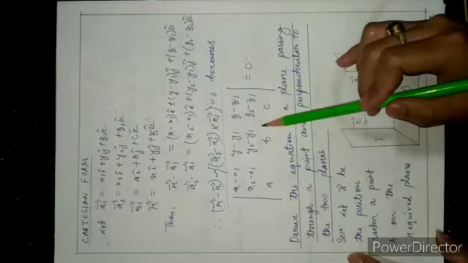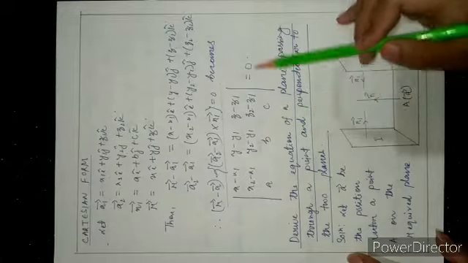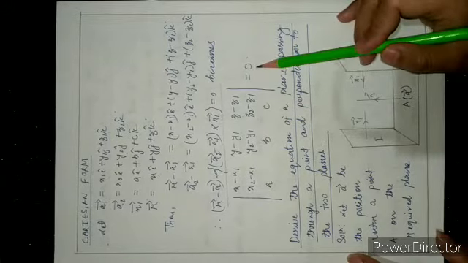Expanding the determinant, we will get a first degree equation in x, y, and z, and that equation will represent the equation of the required plane in Cartesian form.